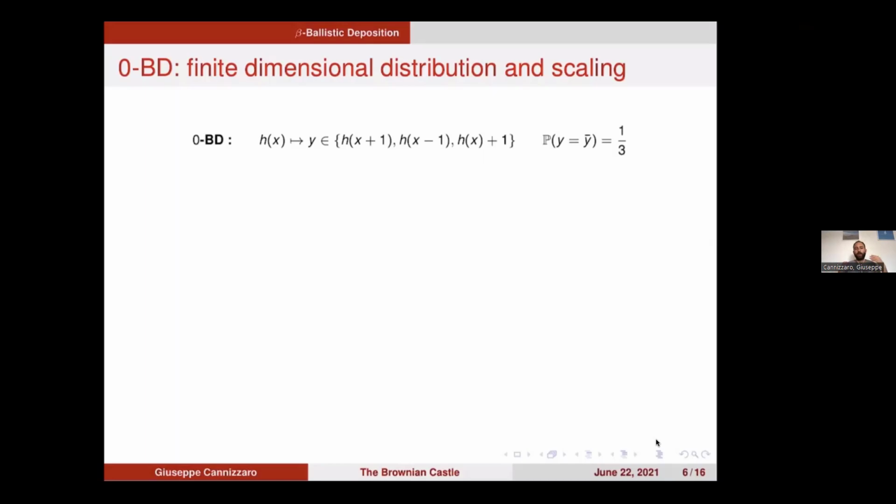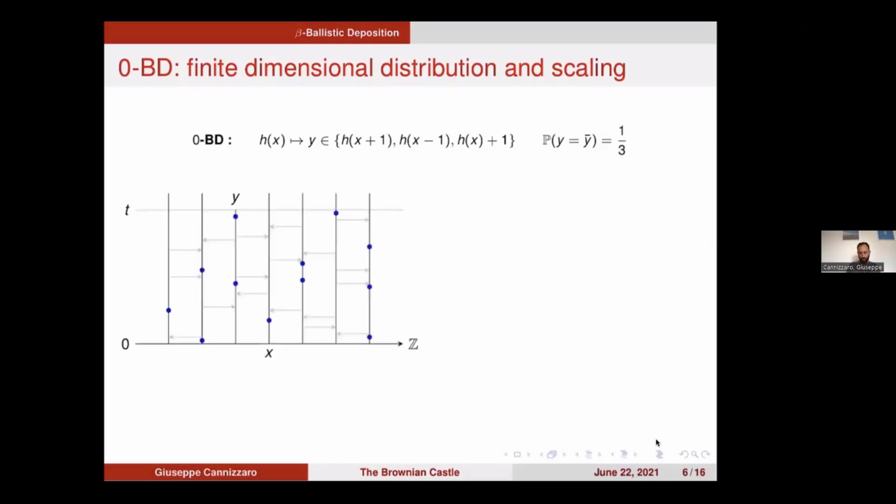Since this probability is independent of the specific value of the height function, we can use Harry's graphical representation in order to give a different formulation of the zero ballistic deposition. How do we do that? We consider our discrete space, and a realization of these three independent Poisson processes. We draw arrows to the left for the Poisson process that forces my height function to take the value on the right. We draw arrows to the right for the Poisson process that forces my height function to take the value on the left. And lastly, we draw dots for the Poisson process that increases the value of my height function by 1.